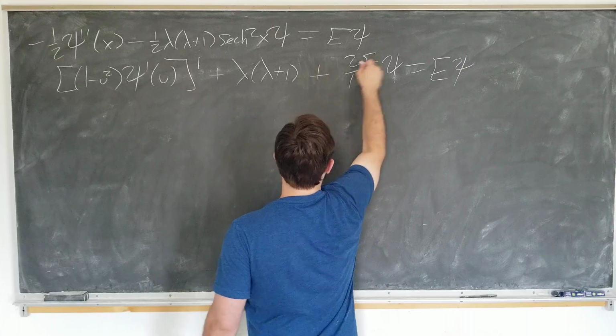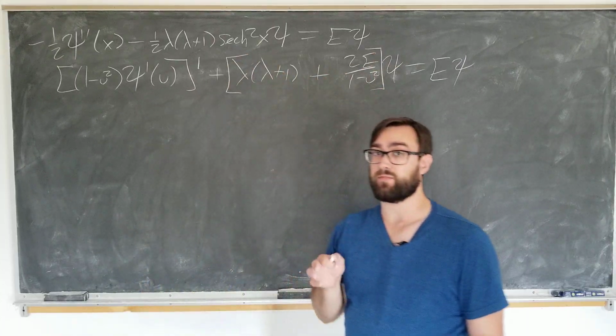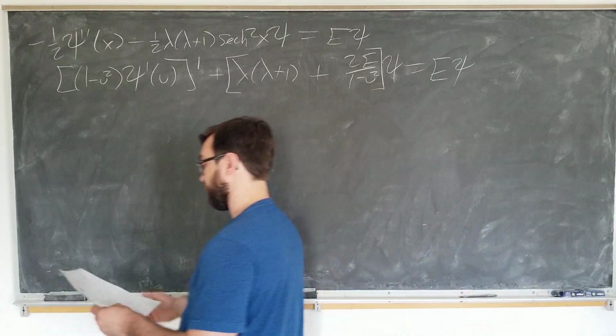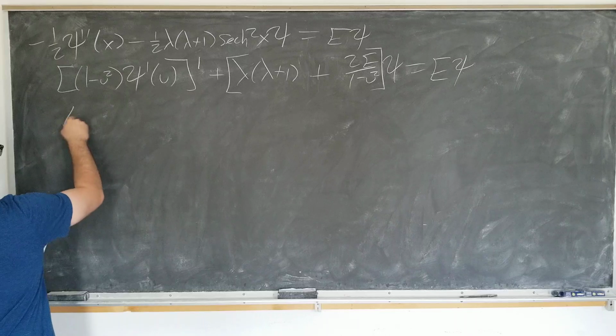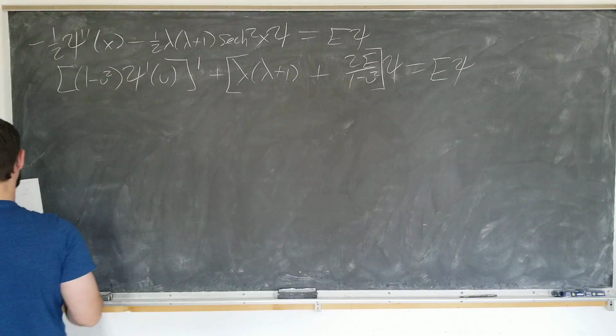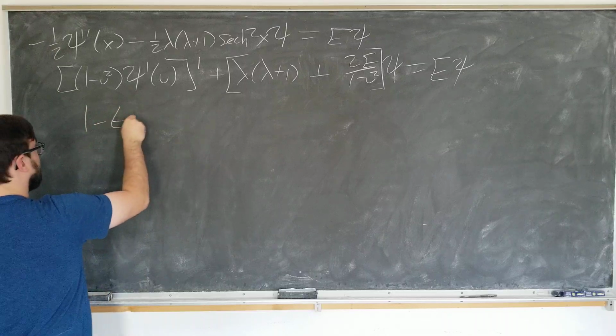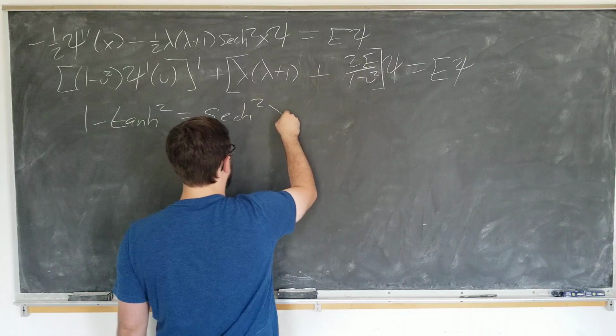And just put this term in brackets here. Before we move on, let's go ahead and prove the identities that we talked about earlier. So we'll be starting with the hyperbolic tangent identity: 1 minus tanh squared is equal to sech squared.